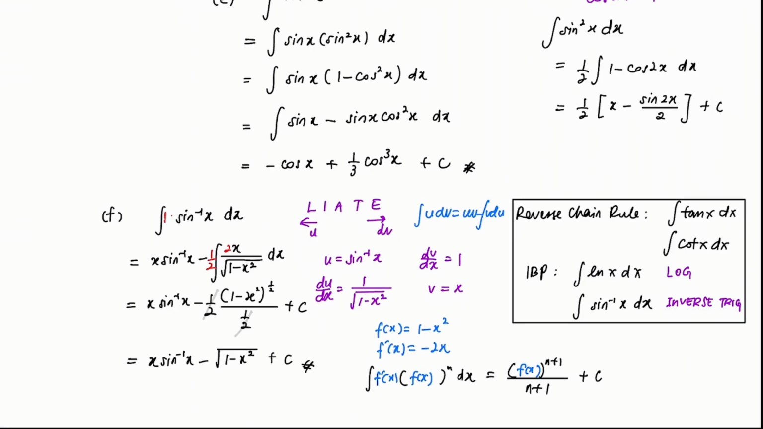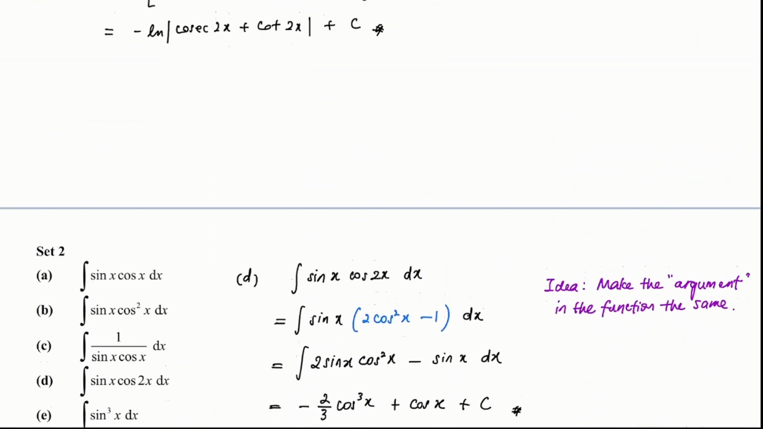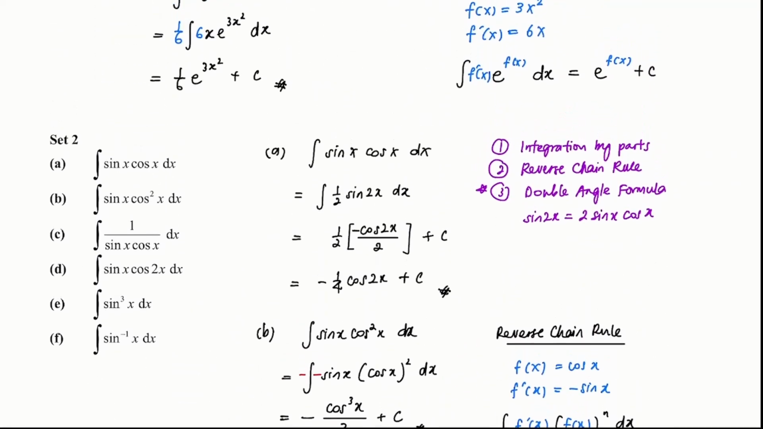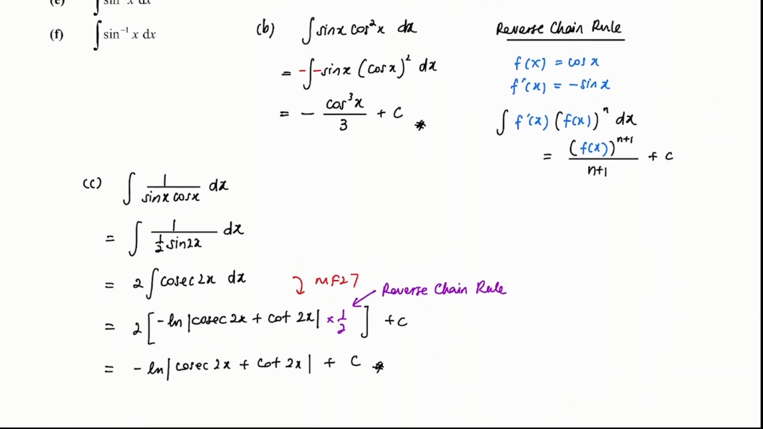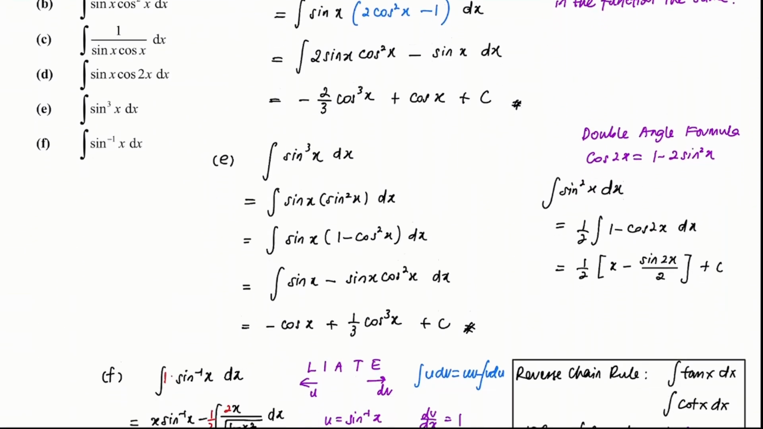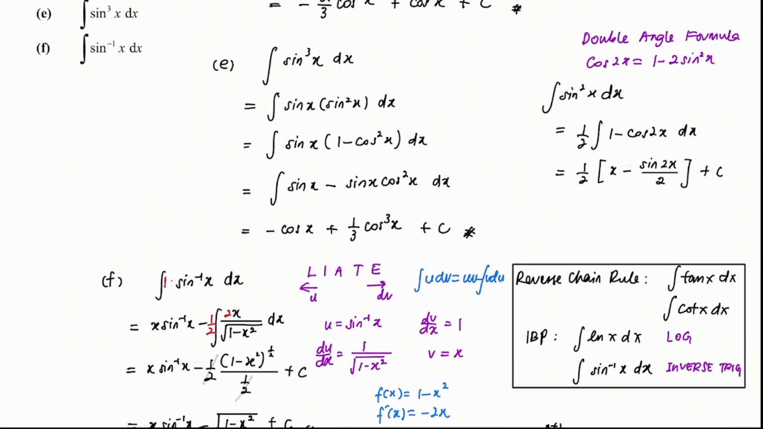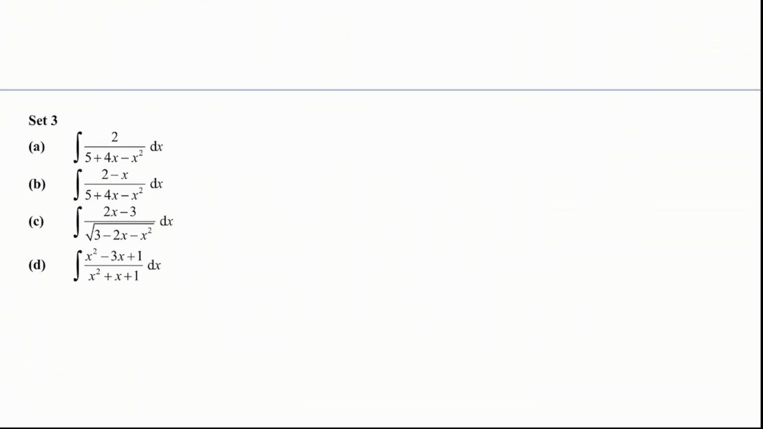Okay, so that's for set number B. And in set B, let's take note of the various ways to integrate again. We have our double angle formula. Let's take note of reverse chain rule. Let's also take note of the identities. And ideally, for powers, we rely on our reverse chain rule.